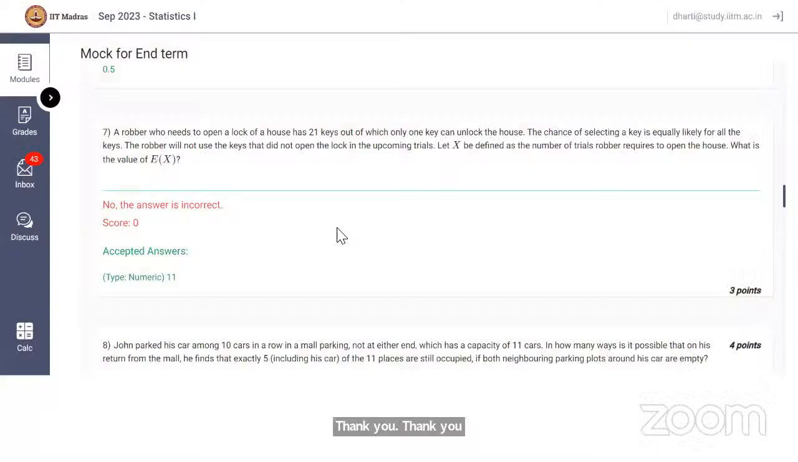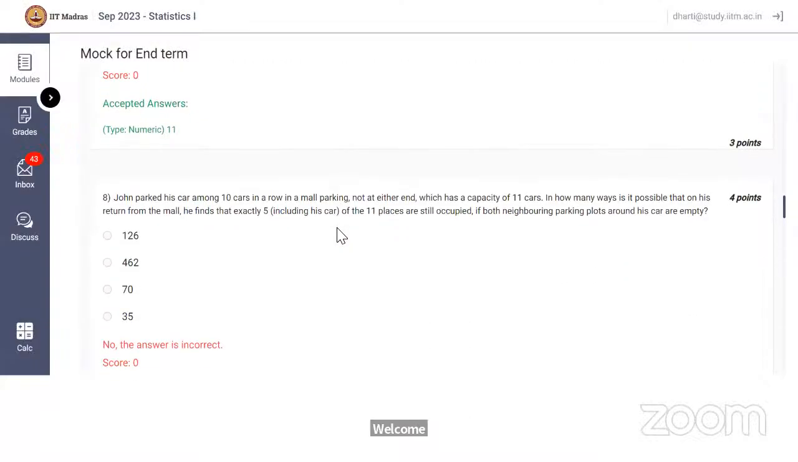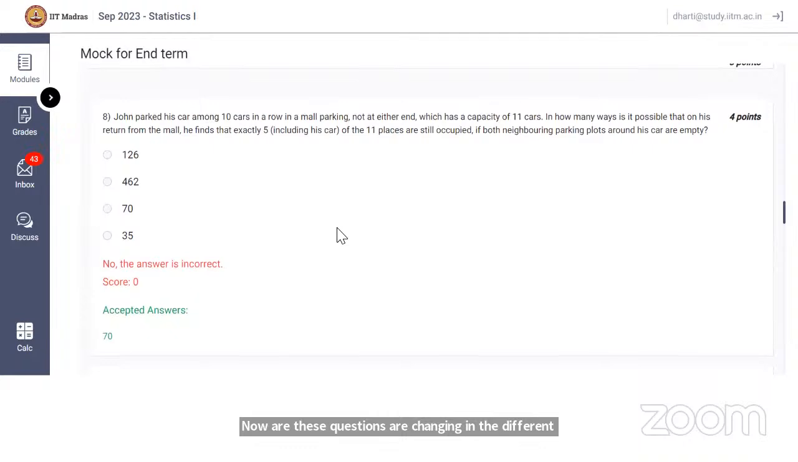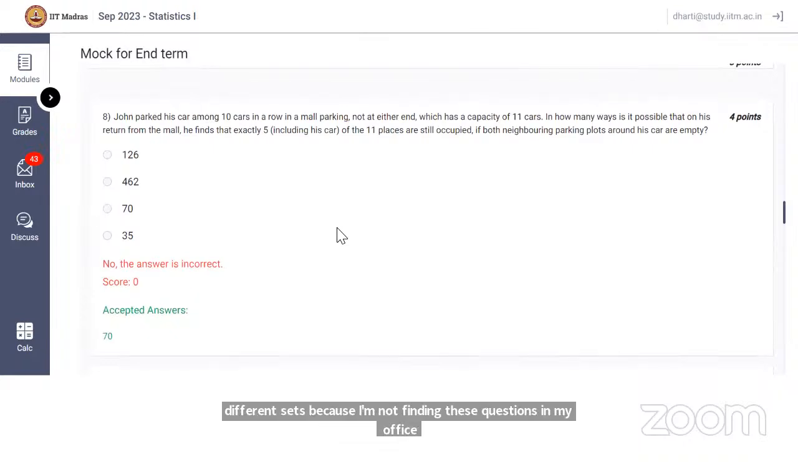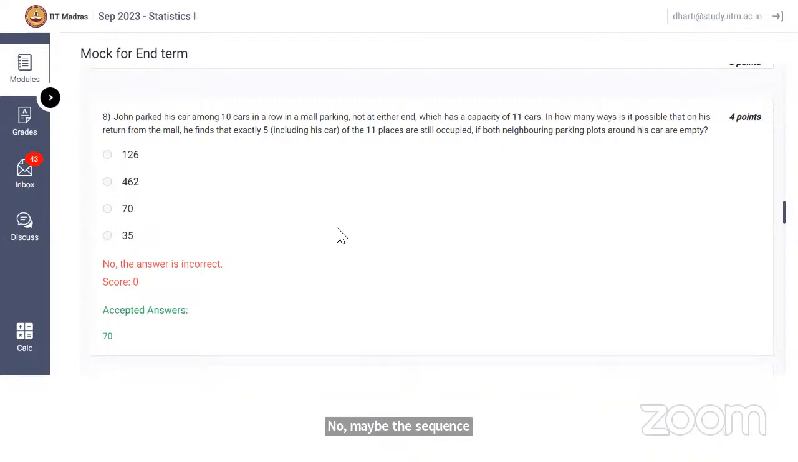Ma'am, are these questions changing in the different sets? Because I am not finding these questions in my mock test. No, maybe the sequence might be changed. It's a mock for n term.